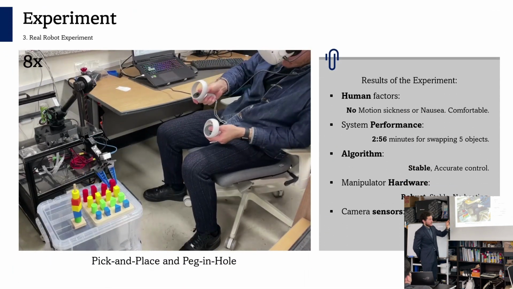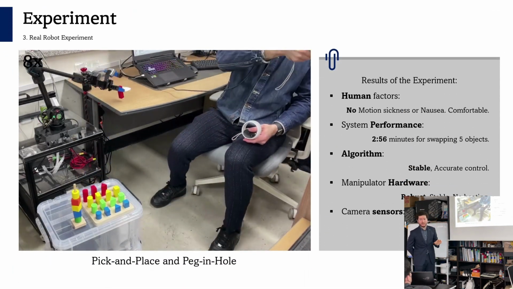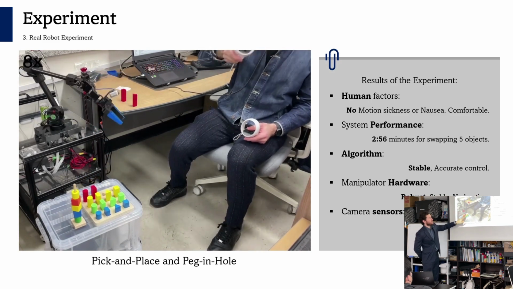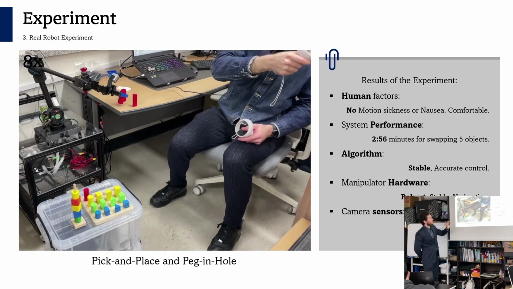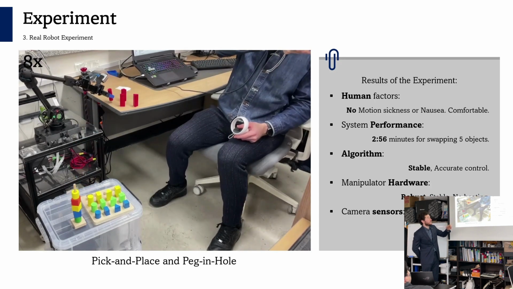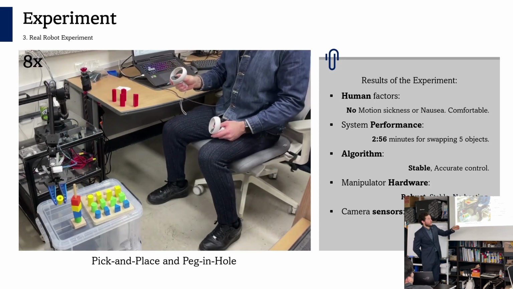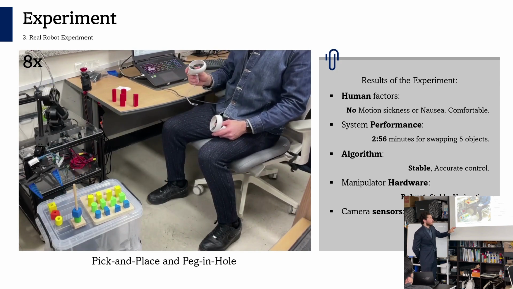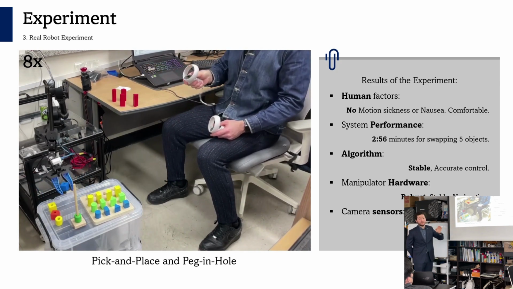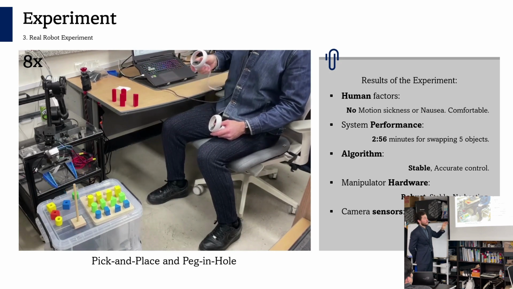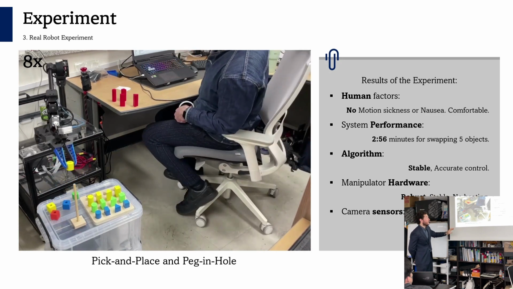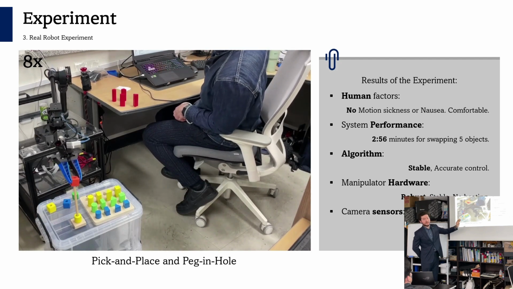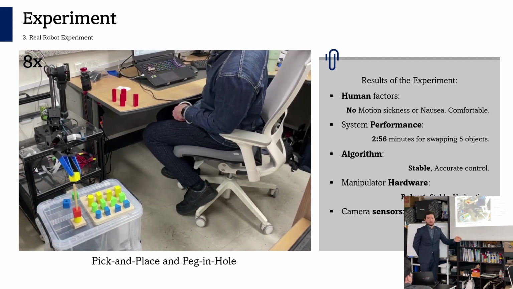Now, here is the experiment setup from the real manipulator. Here's a real manipulator and here are the objects. I'm performing pick and place. Pick and place is also a delicate task. It needs to be accurate; the orientation and position of the end effector should be controlled. While performing this, I never experienced motion sickness or nausea. And performing this task, swapping 5 objects, took me less than 3 minutes, which is very similar to the Gazebo robot.